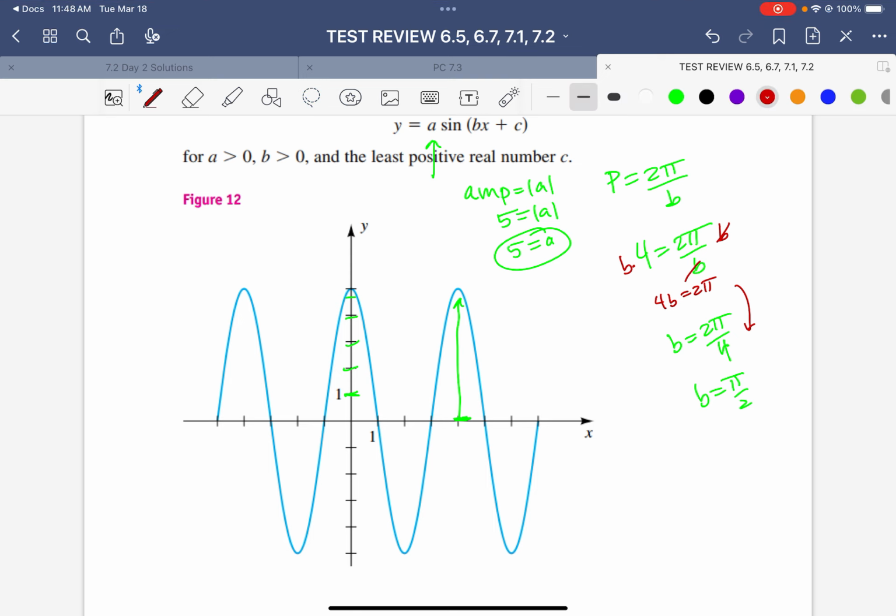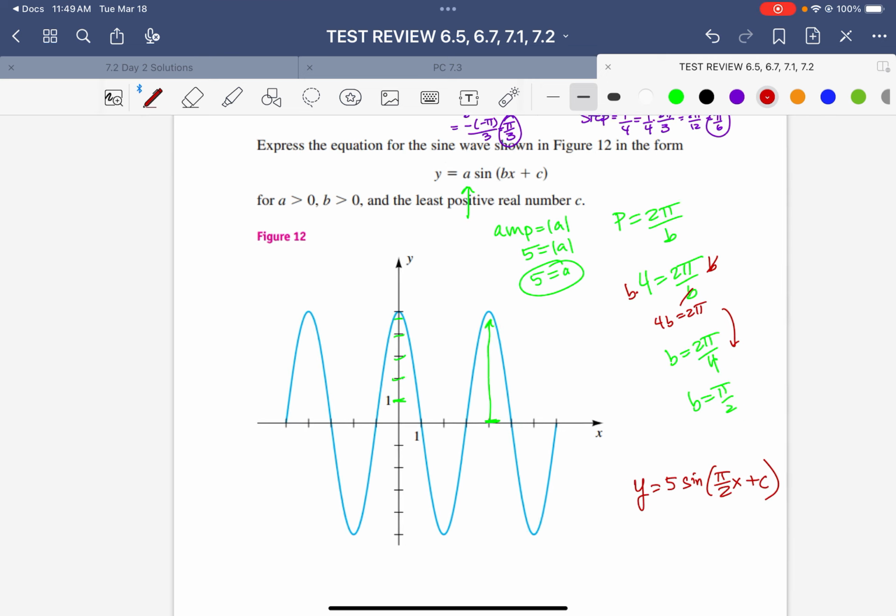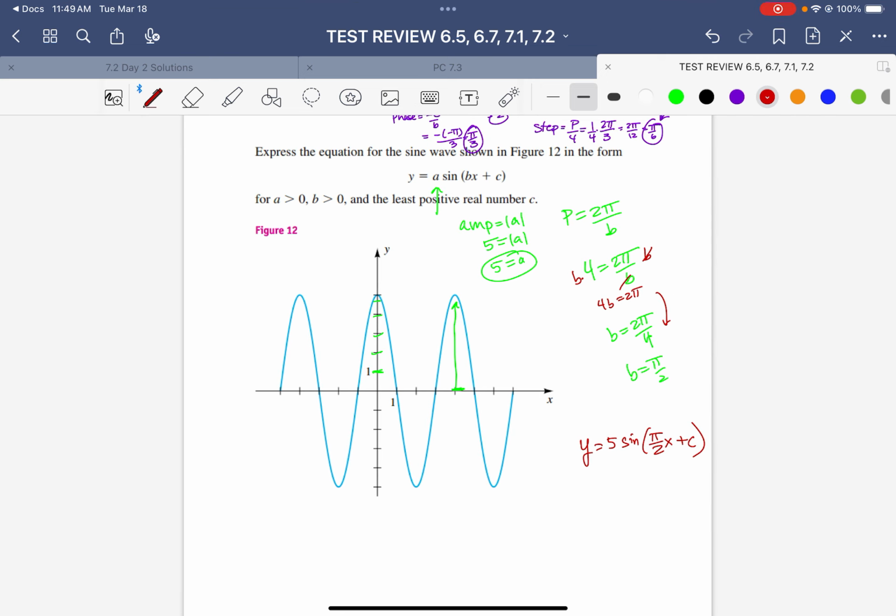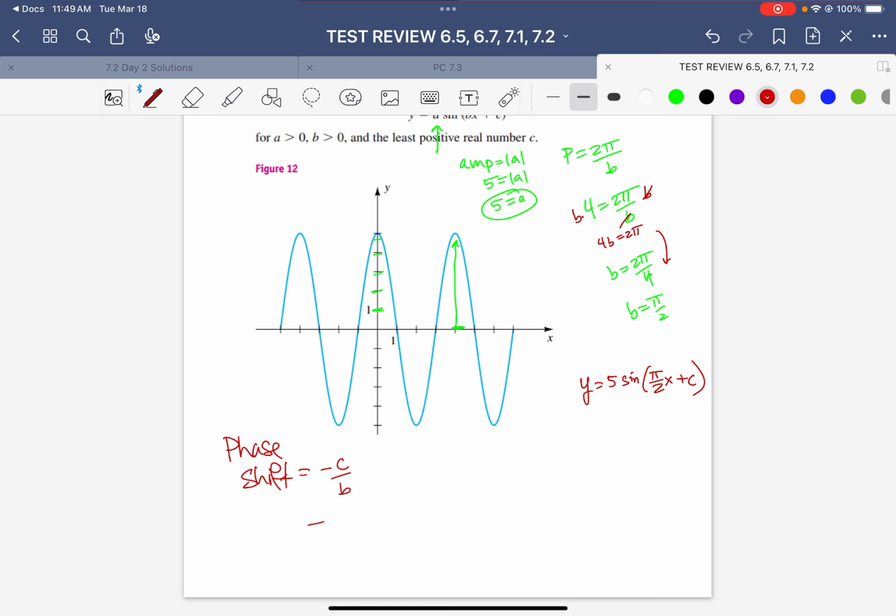So far, I have that y is equal to 5 sine of pi over 2x. And now I just have to figure out what my plus c is. Well, I know that my phase shift is equal to negative c over b. So it looks like my phase shift is over here at -1 because I'm starting off at -1. And so I want to find out what negative c over my b happens to be.